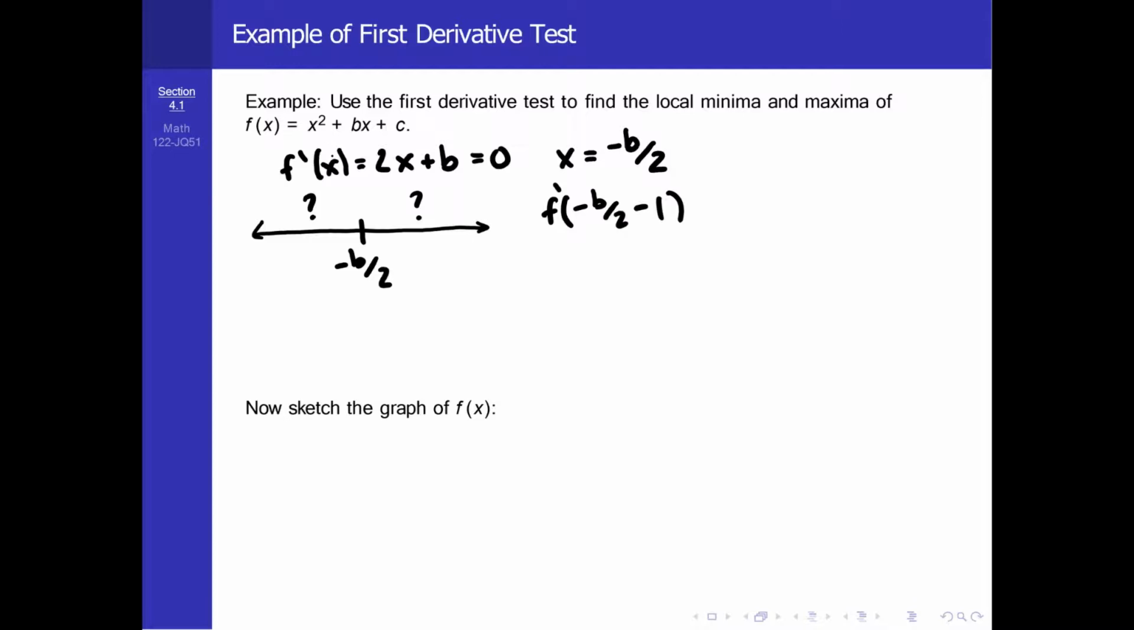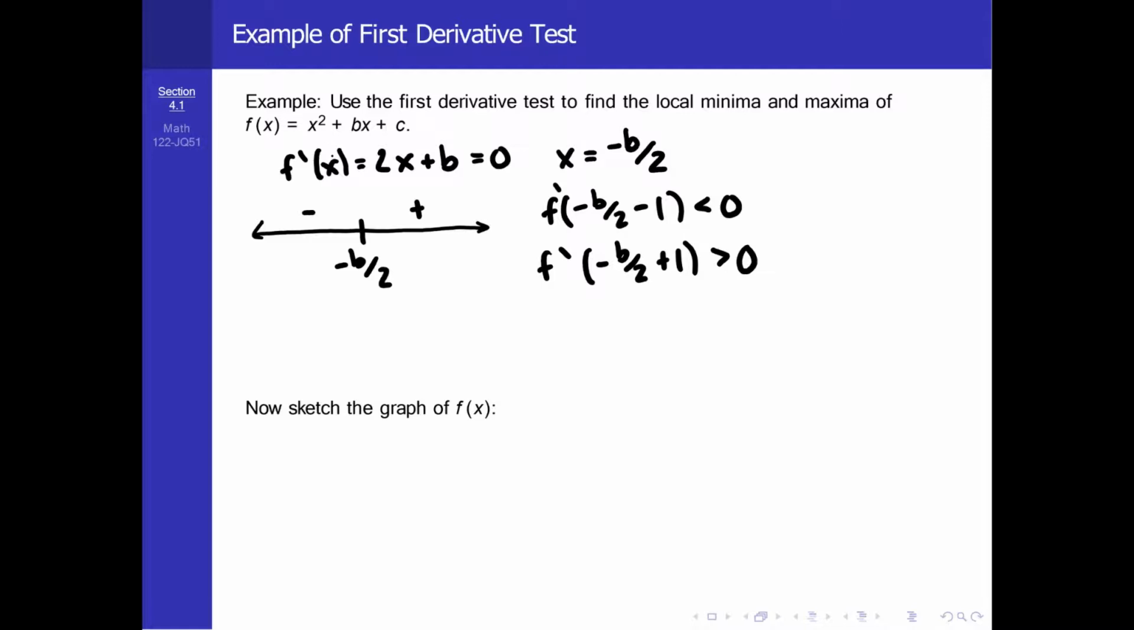And if you plug this in, it's not too hard to see that this is less than 0. And for a test point to the right, I could do negative b over 2 plus 1. And if you plug this in, this ends up being greater than 0. So we can take those question marks away. We have a negative to the left, we have a positive to the right.